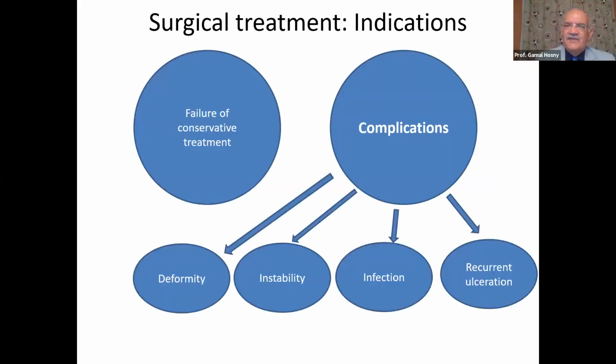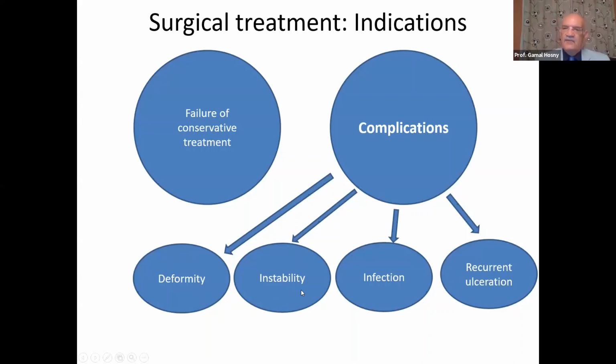What are the indications for surgical treatment if you have a Charcot joint? What are the indications? The first indication is failure of conservative treatment. In about 50% of cases, we have failure of conservative treatment. Whatever the reason, perhaps it's a non-compliant patient. The second reason, which is very important, the complications. What are the possible complications?